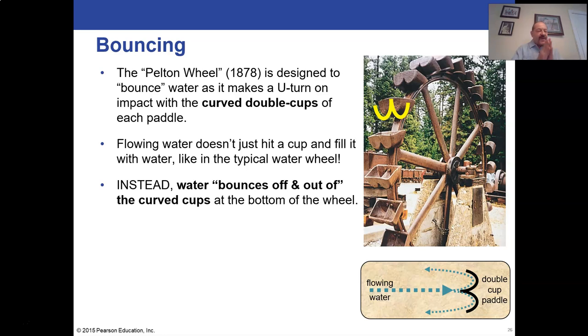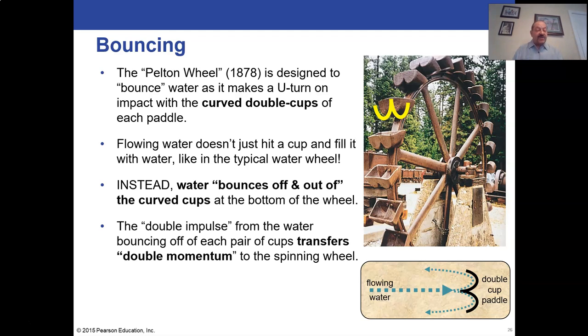The center of the cup has a little lip sticking out of it. The water hits that, it splits, and it goes in one cup and goes in the other cup, and they both kind of fly back out of the cup. And as a result, the water doesn't really stay in the cups. It's coming in, it imparts a momentum to the wheel, and then bouncing out, it imparts another momentum to the wheel. So you get a double momentum impulse as a result.